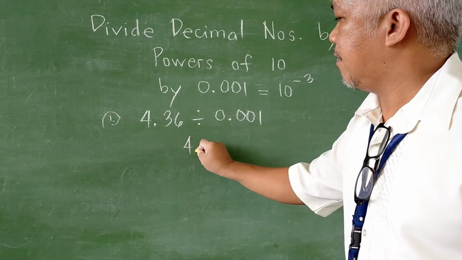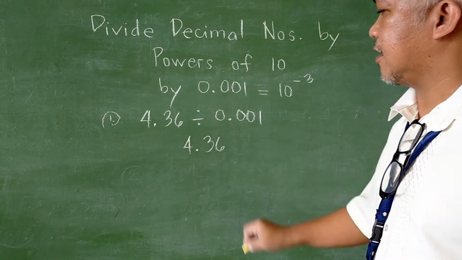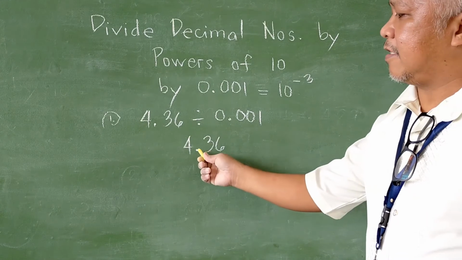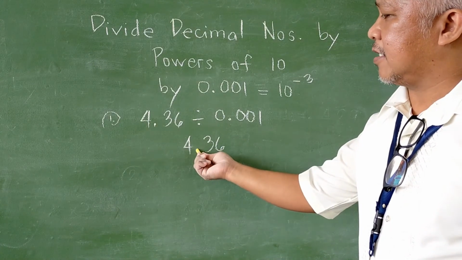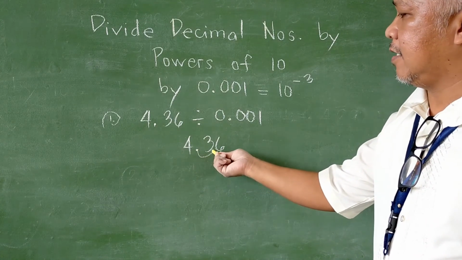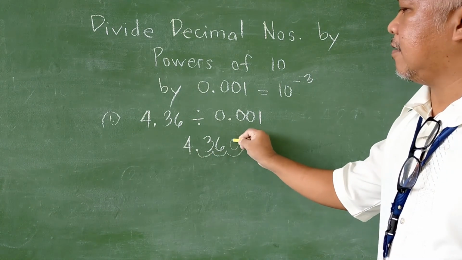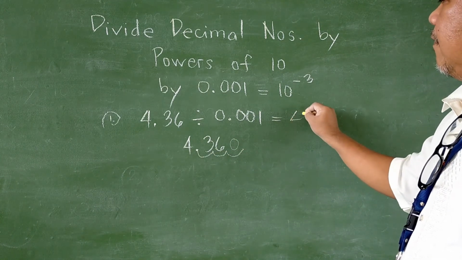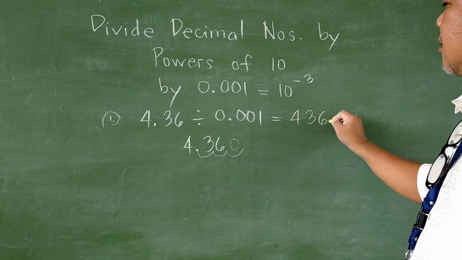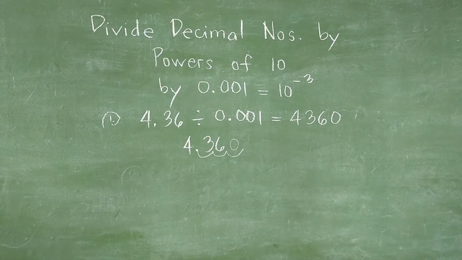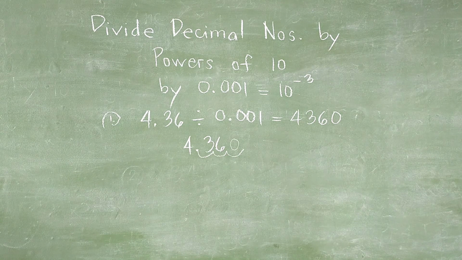Copy 4.36. So, imumove natin ito 3 places to the right. 1, 2, 3. So, ibig sabihin, the answer is 4,360.